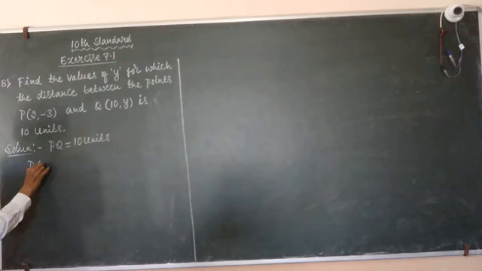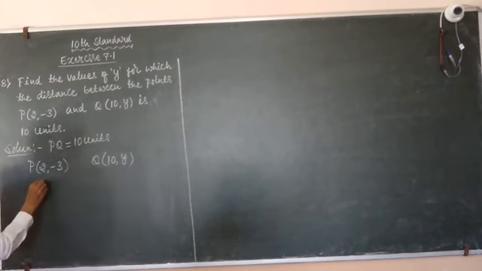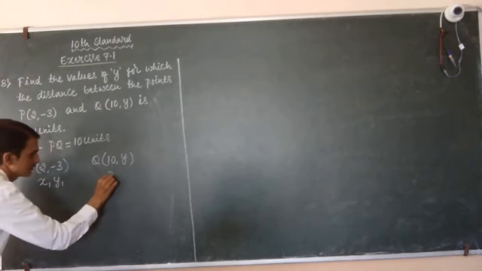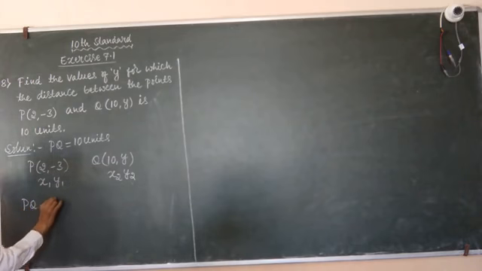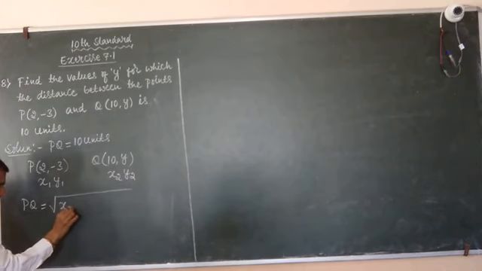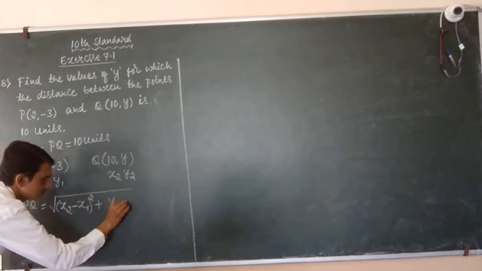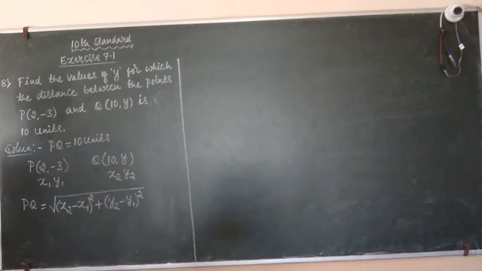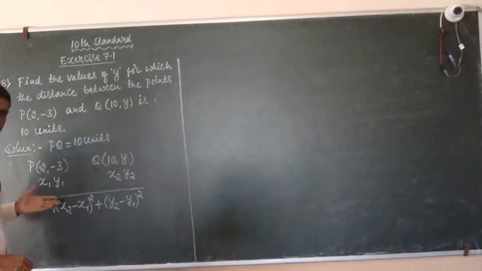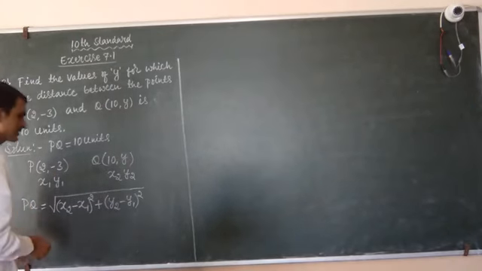Write down P(2, -3), Q(10, y). So it is x1, y1, x2, y2. Here the distance PQ formula is PQ equals root of (x2 minus x1) whole square plus (y2 minus y1) whole square. Since you have already practiced, I will directly substitute into the formula.